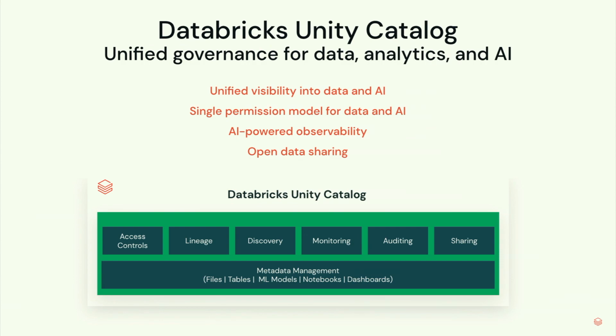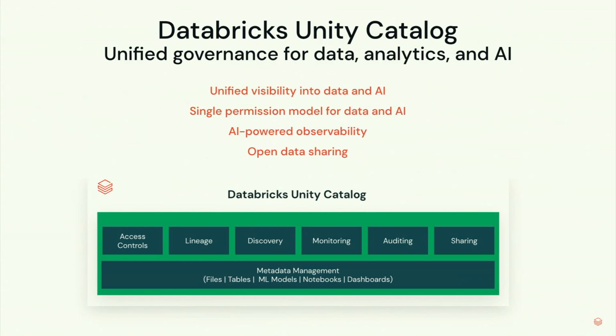It gives you the ability to have unified visibility into your data and your AI assets. It gives you a simplified single permission model across data and AI assets. It gives you AI-powered observability into your jobs, into your data itself. It also opens the path for data sharing powered by Delta Sharing. So it's pretty cool stuff.